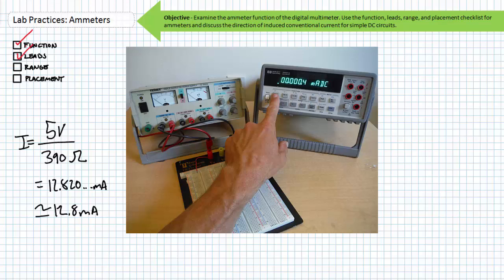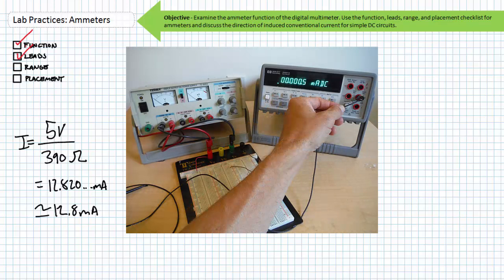Leads. Now that the DC ammeter function is set up, figure out where the leads go. Black lead into the black common hole. Uh-oh, none of them are black. In this case, the common is the center hole of the right-hand set. This is the lead that will be used as our outdoor for conventional current.